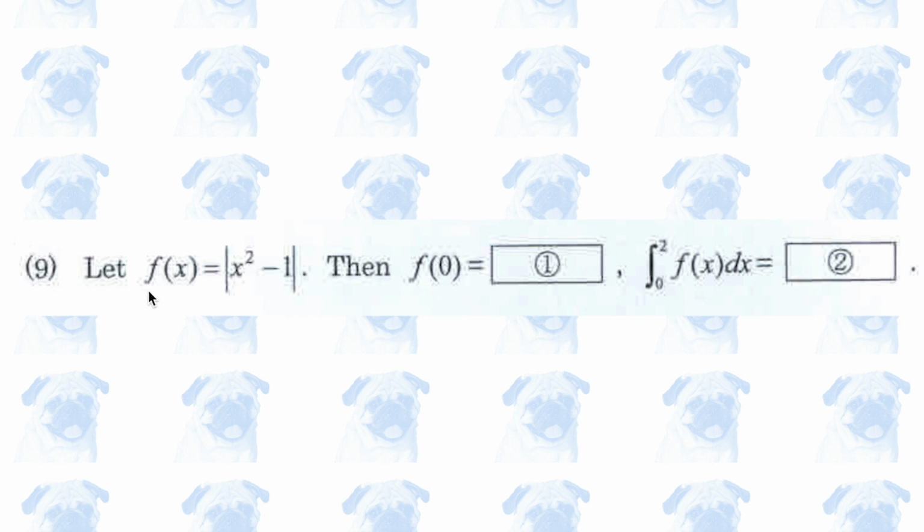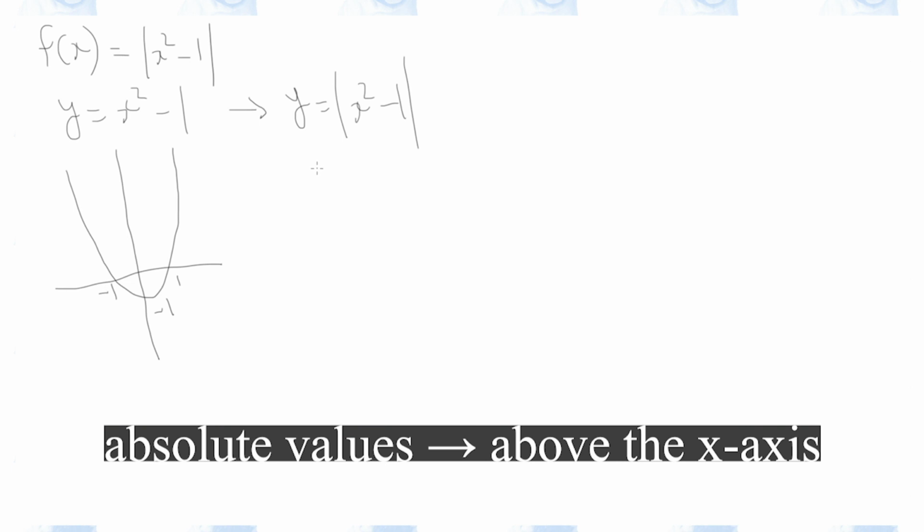Number 9. Let f of x be equal to the absolute value of x squared minus 1. f of 0 equals blank. And then we basically have to find the definite integral between 0 and 2. So let's first think about x squared minus 1 without the absolute value sign, and let's sketch it. You should be familiar with this graph. When you have the absolute value sign, it basically means that everything below the x-axis must be flipped up. So we get a graph like this. When x is equal to 0, the absolute value of minus 1 is of course 1. And you can see that in this graph as well.